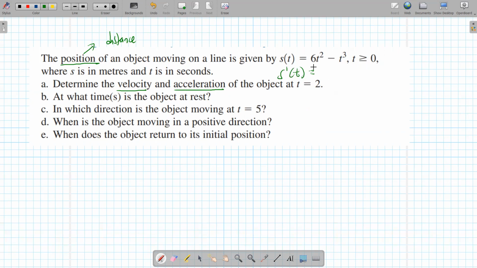What's the derivative of 6t squared? 12t. Yeah, 12t. What about t cubed? Minus 3t squared. Yeah, minus 3. Let's go a level deeper. S double prime of t, what would that be? Take the derivative of the first one, s prime of t. It's 12, and then the other one is 6t, right? Like that.